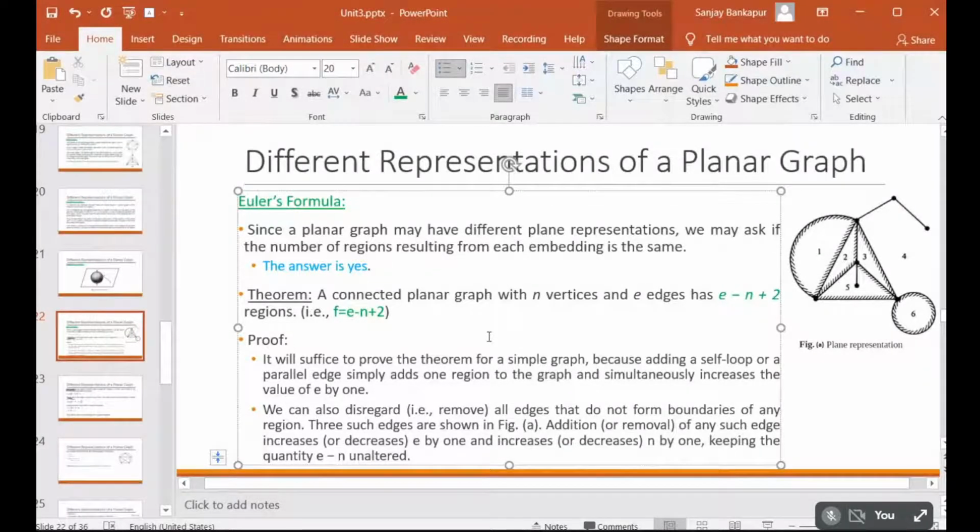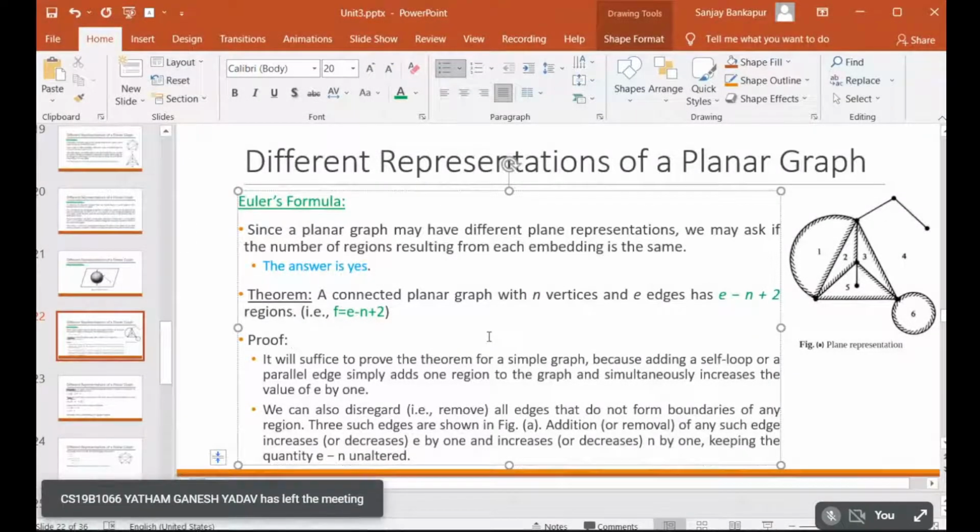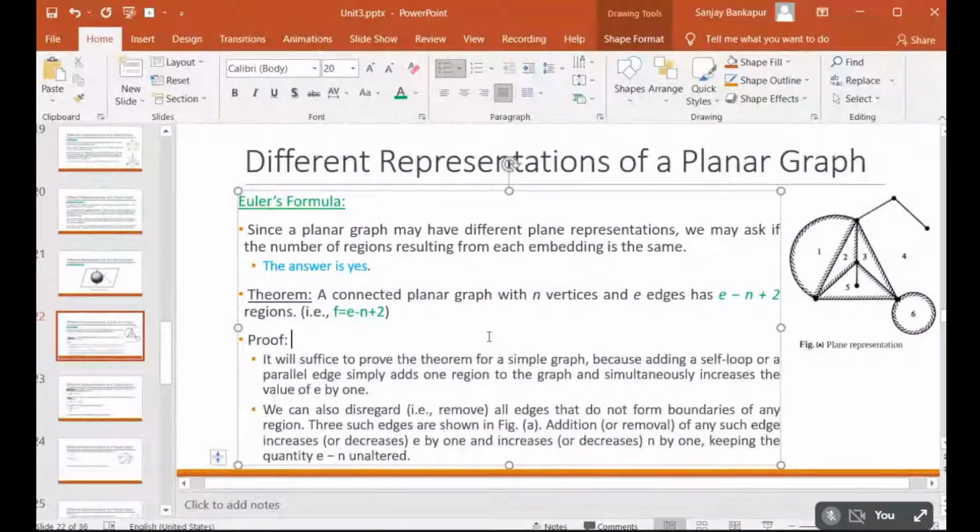How many regions will there be? Can someone tell? Think. I just added one self loop. I didn't say simple graph. That is just a connected planar graph. Right now there is no graph at all. However, now I have added on the plane just one simple self loop.